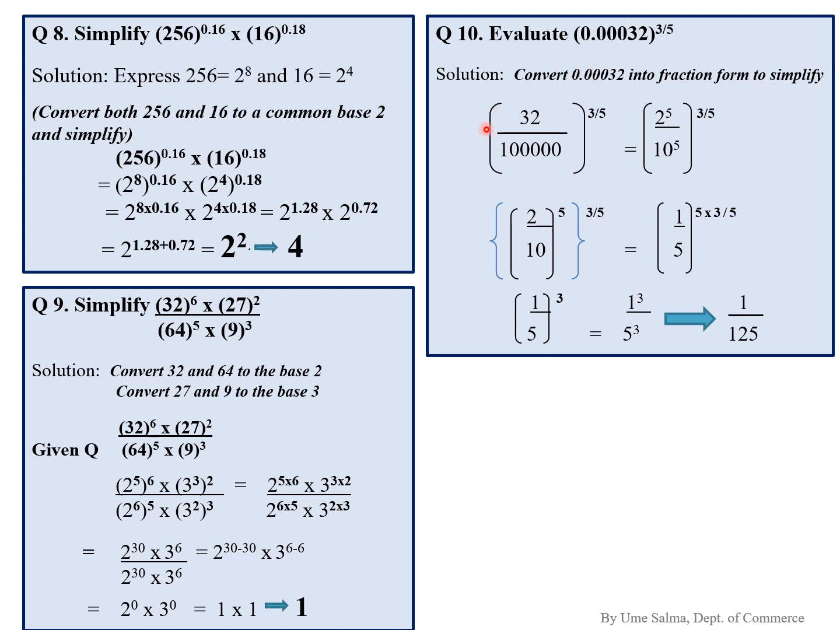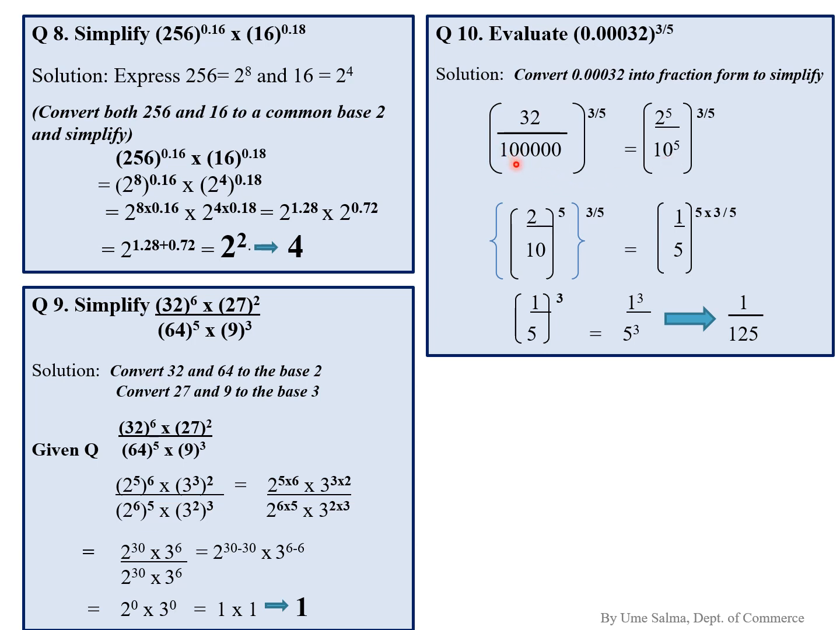The trick to write here is you have after the decimal 5 digits, so you should have 5 zeros in your number. That is how you are going to arrive at this 1 lakh. 32 by 1 lakh to the power of 3 by 5. So now again you have to simplify this further. 32 can be written as 2 to the power 5 and this 1 lakh can be written as 10 to the power 5, and then you are going to write the 5 zeros.